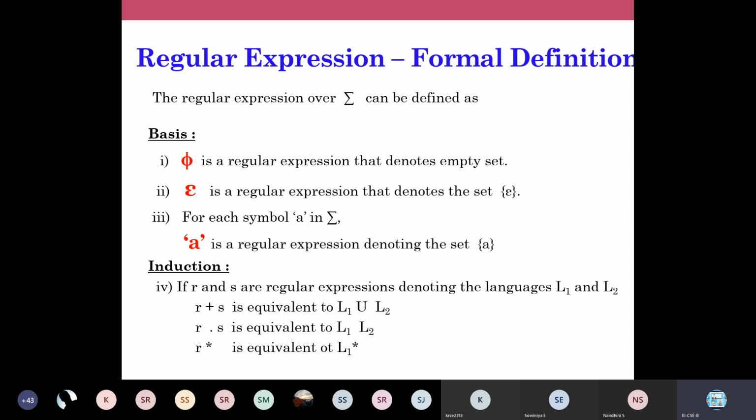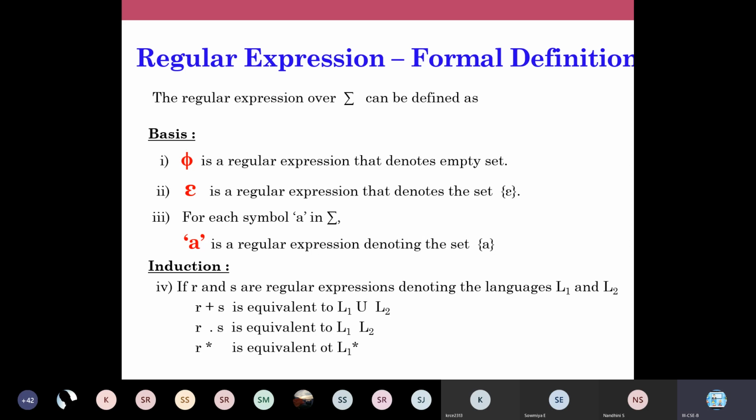So if your set is empty, the regular expression is null. If your set consists of just epsilon alone, your regular expression is epsilon. If your set consists of a single symbol A alone, you can write A as a regular expression. Or if your set has only B, you can write B as a regular expression. Okay, this is your basis step. So based on the basis step, we are going to define the inductive step.